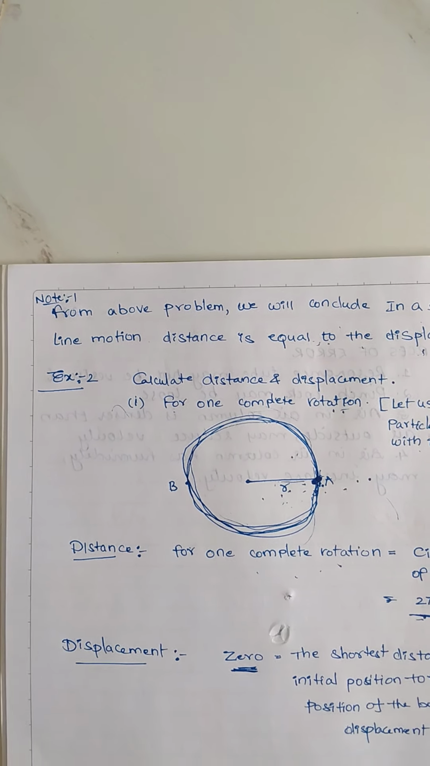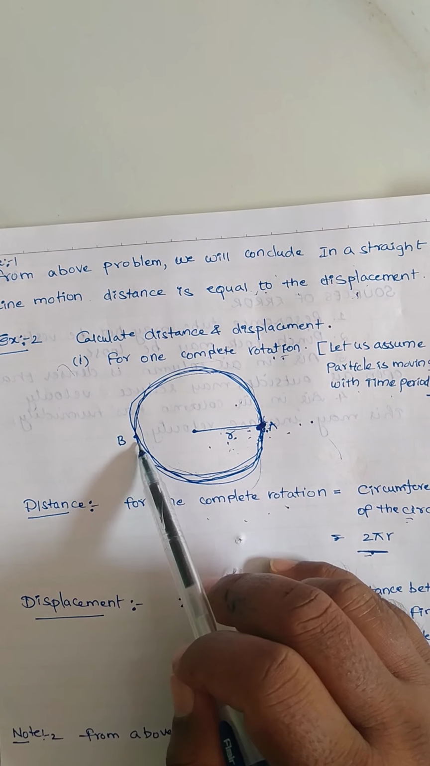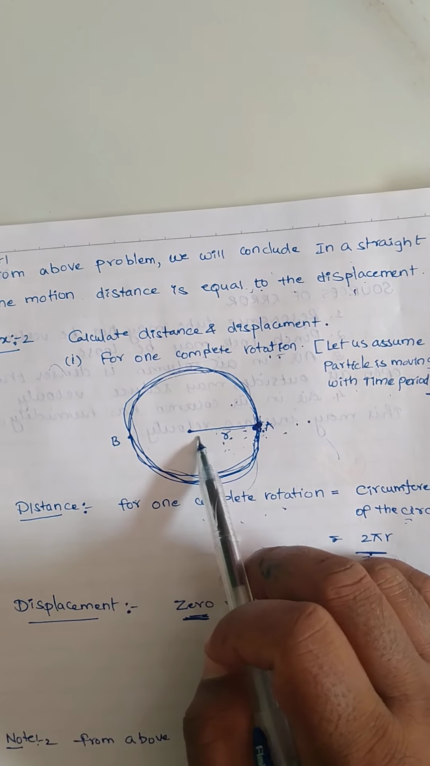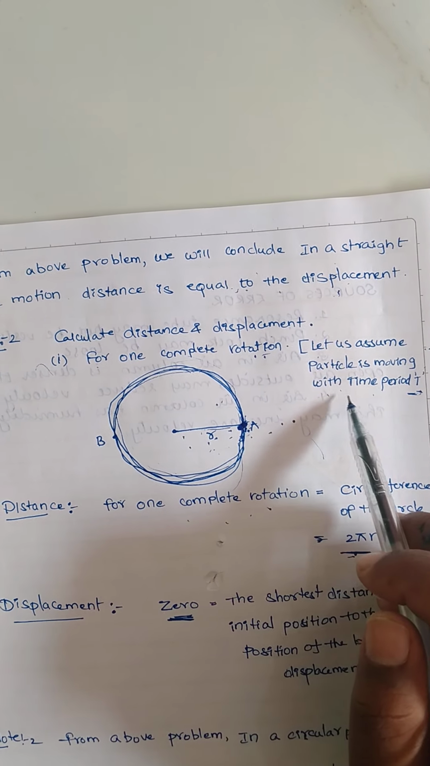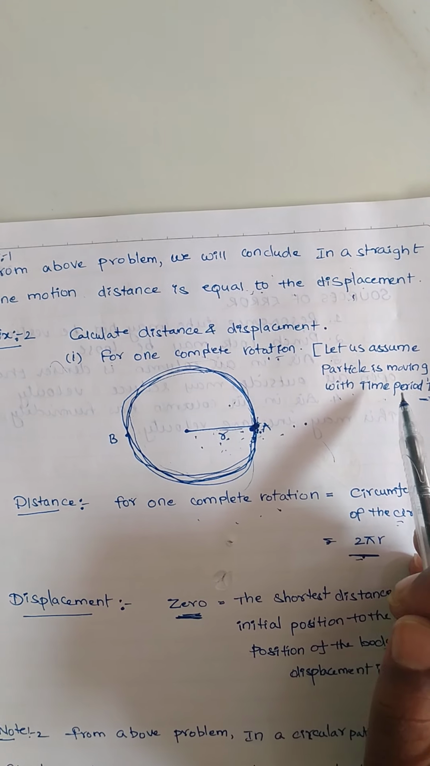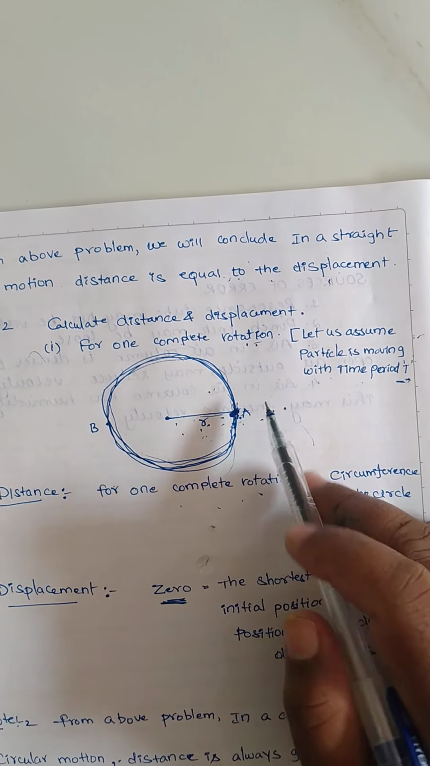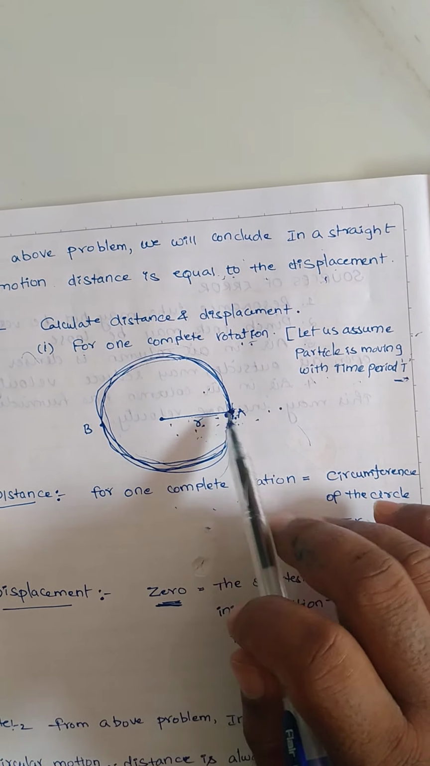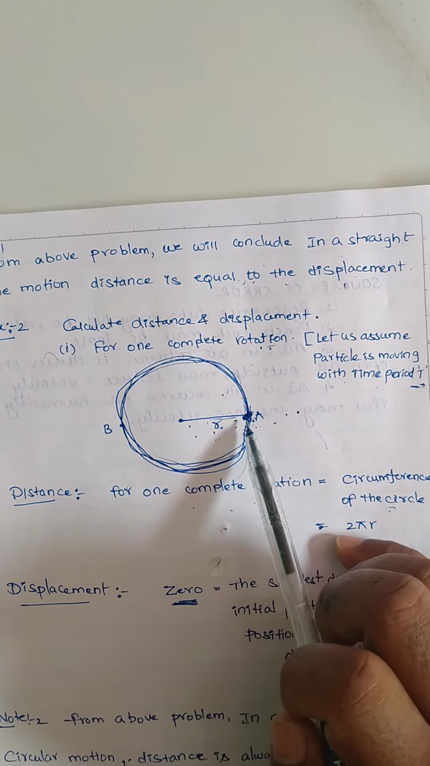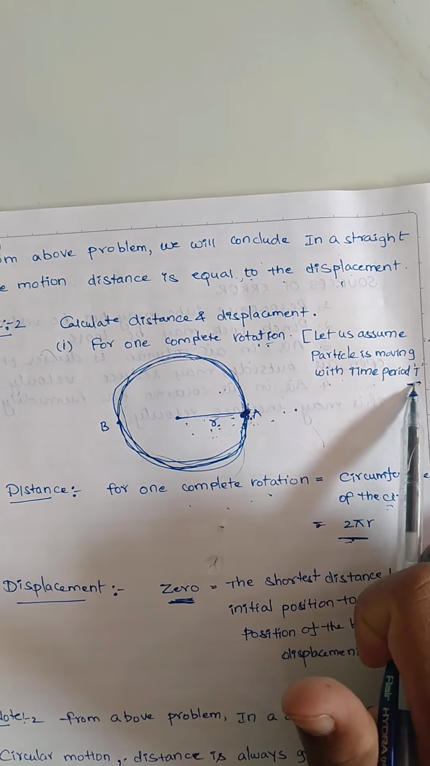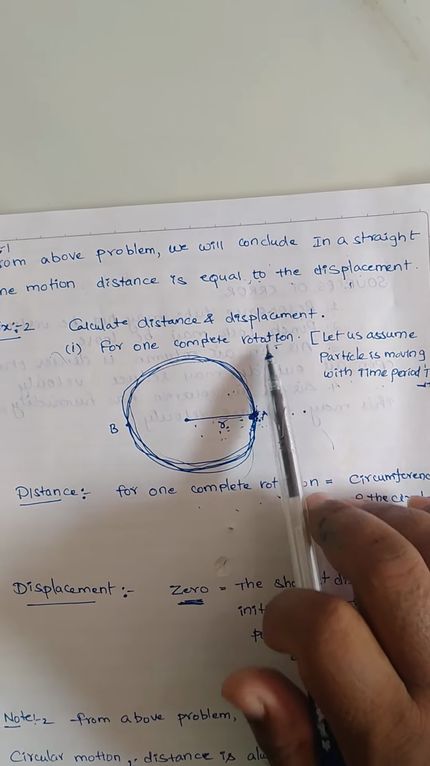Next, I am taking one circular path with two points A and B with a radius R, and let us assume that this particle is moving with time period T. What is the meaning of time period? Time period means the time taken to complete one rotation, one oscillation or one vibration. So here a particle is moving along a circle of radius R with time period T. We want to calculate the distance and displacement for one complete rotation.